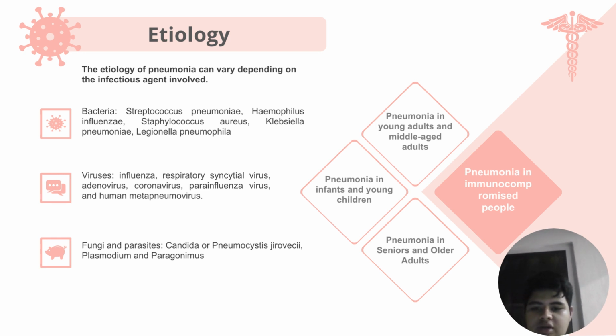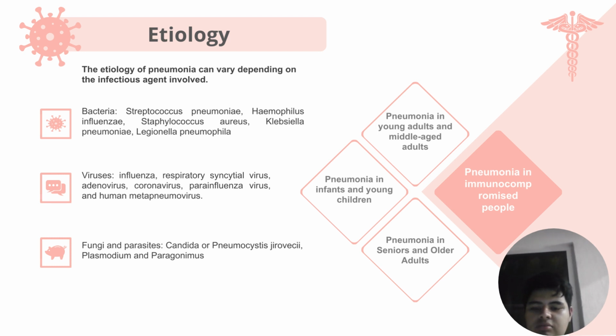Pneumonia in seniors and older adults. Streptococcus pneumoniae remains an important cause of bacterial pneumonia. Haemophilus influenzae, Legionella pneumophila, and Staphylococcus aureus may also be involved. Respiratory viruses include influenza virus and respiratory syncytial virus.